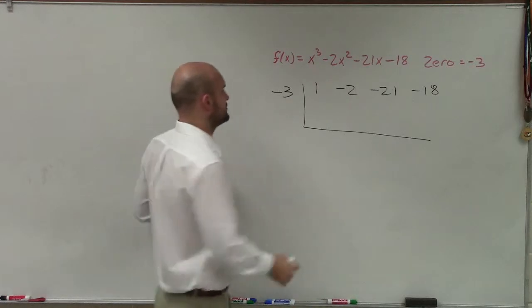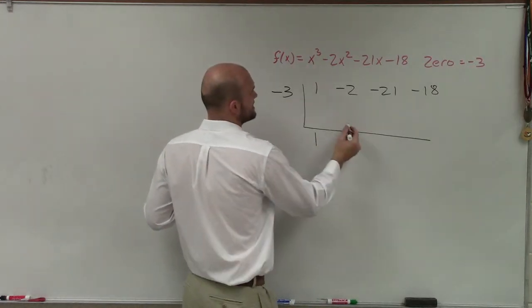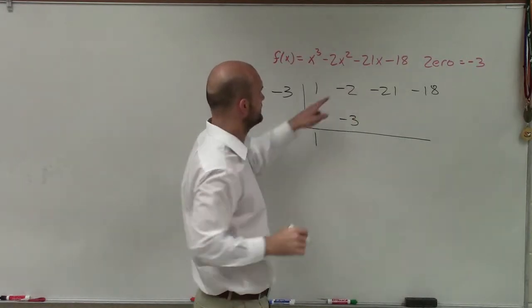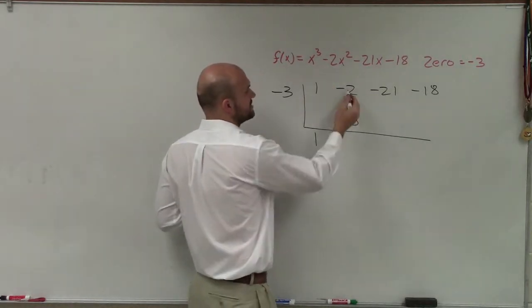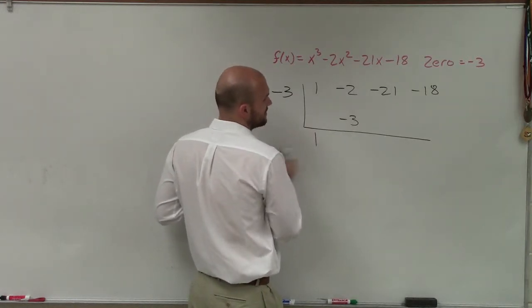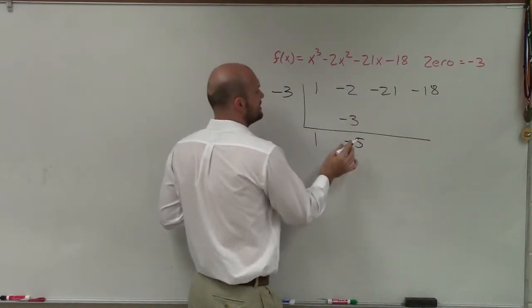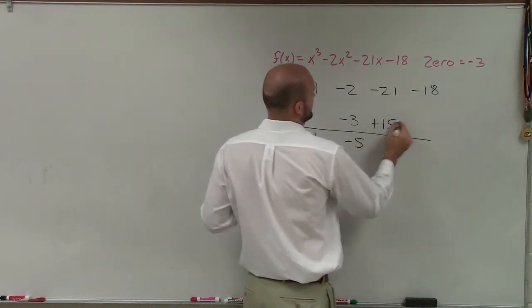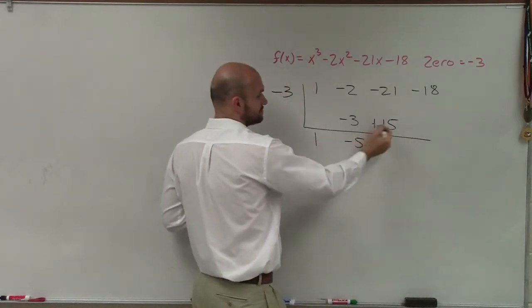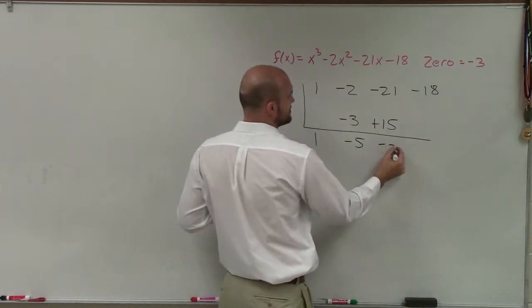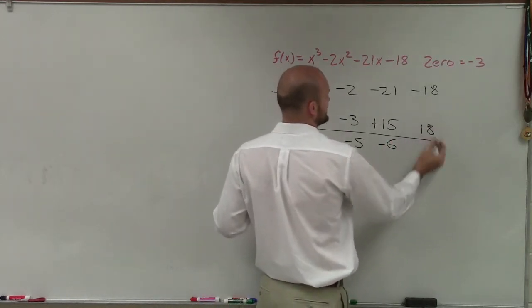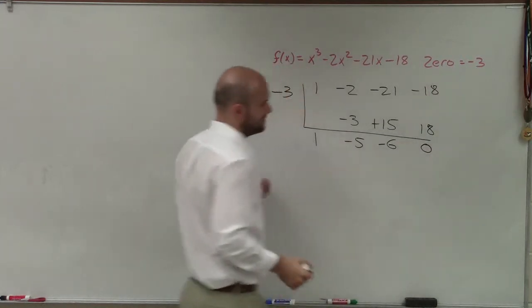So in synthetic division, first thing I do is bring down the 1. 1 times -3 is going to be -3. -2 plus -3, remember you add vertically, is going to be -5. -5 times -3 is going to be a positive 15. -21 plus 15 is going to be -6. -6 times -3 is going to be a positive 18. Bring that down, and that leaves me with 0.